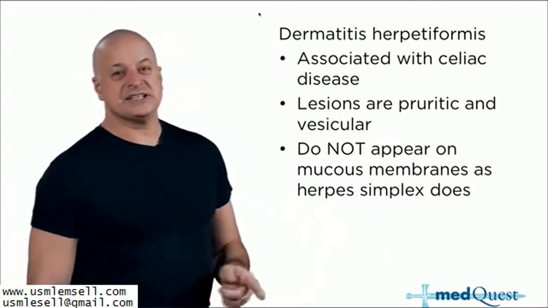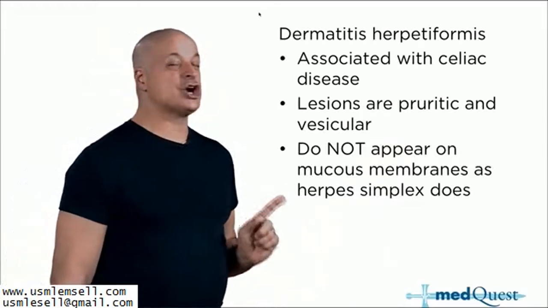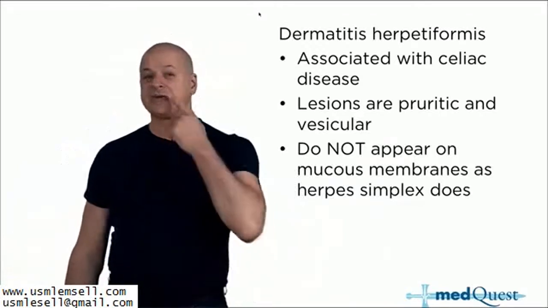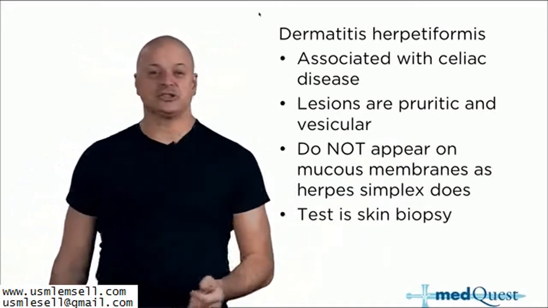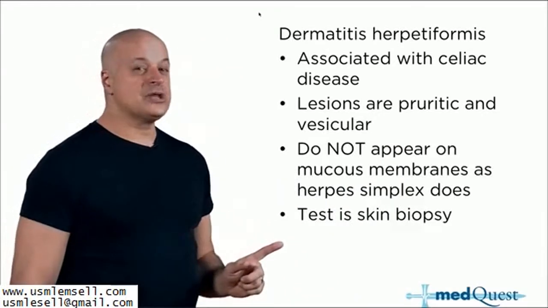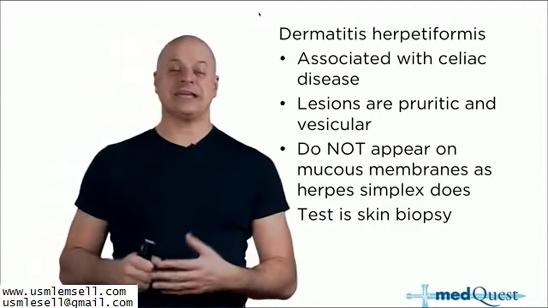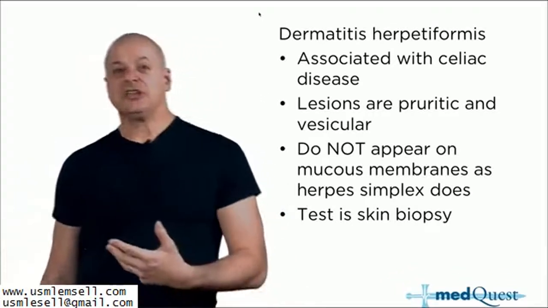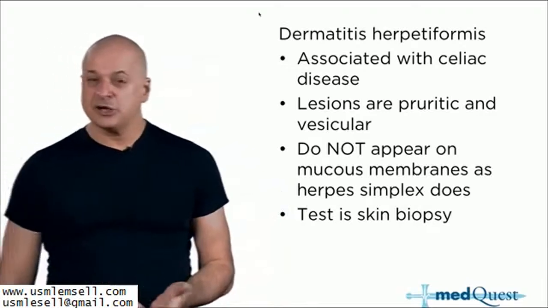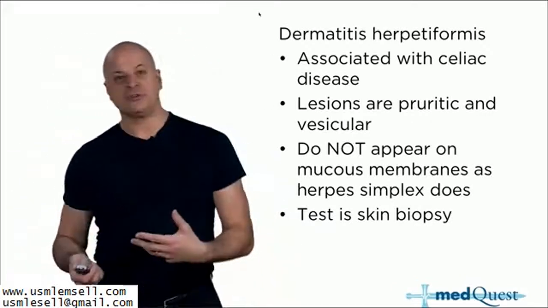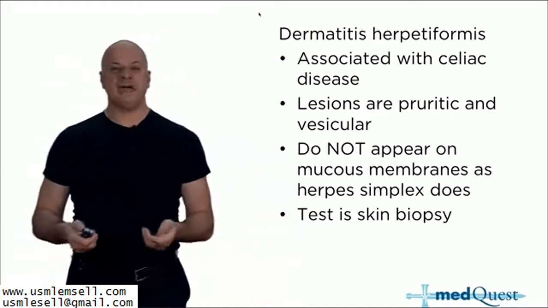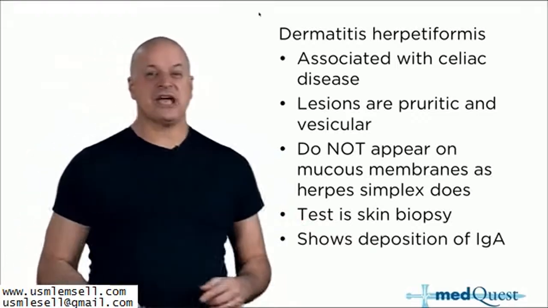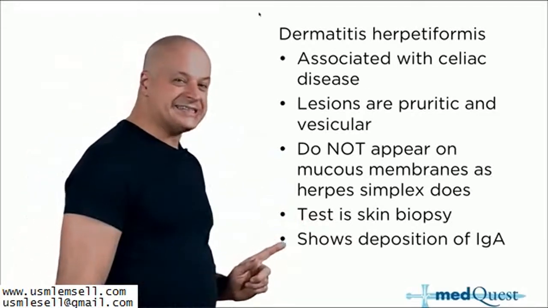Now, these lesions are not on the mucous membranes like herpes is. It's on regular dry skin, not around your mouth or the vagina, regular dry skin, and the only test that you can get is a skin biopsy. If for some reason the celiac disease has not been diagnosed yet, or you don't know what the person has for other reasons, then you would have to biopsy the skin, because the biopsy of the skin is the single most accurate test, where it shows IgA in the skin.